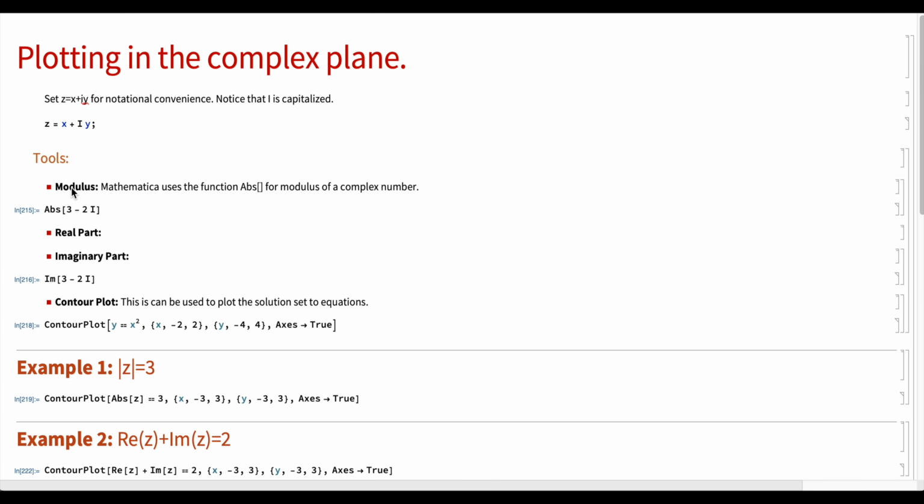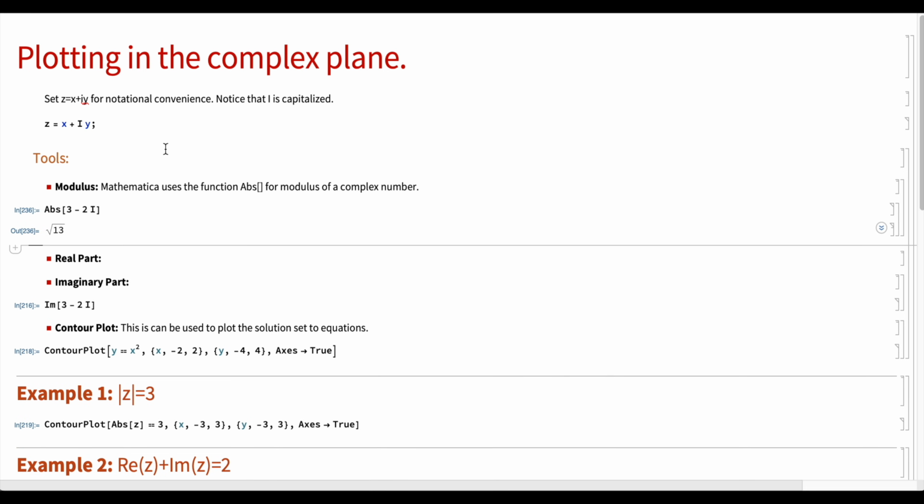So first off, we'd probably like to find the modulus. Mathematica uses the function Abs, like absolute value, for the modulus of a complex number. So if we were to find the modulus of 3 minus 2i, we would expect that to be 9 plus 4, which is 13, and then take the square root, just by what we saw for calculating the modulus. So that's exactly what we get, the square root of 13.